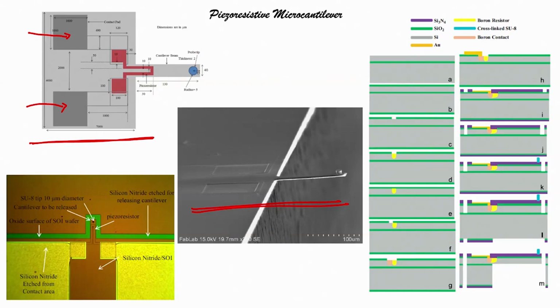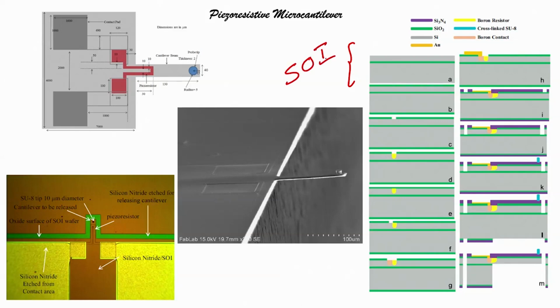Now, how can we embed or how can we integrate the piezoresistive material or piezoresistive sensor in the cantilever beam? Alright. So, to do that we will start with a wafer that is called SOI. SOI. It is silicon on insulator.